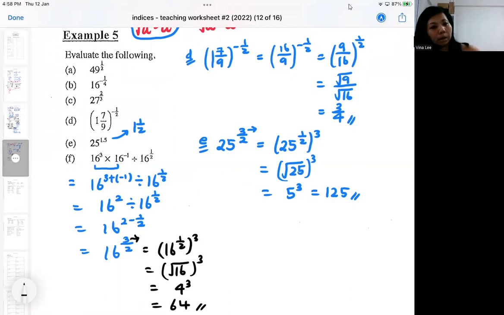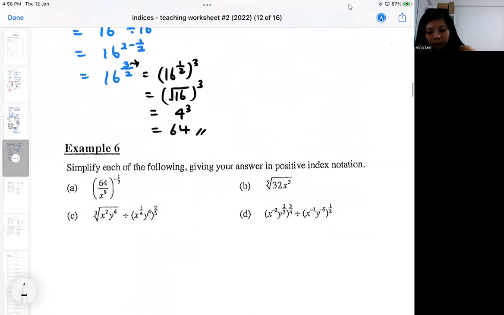So I've got same base multiplication, I've got same base division. Then I use my rule number 10 to pull out the numerator. So number 10 and number 9 and number 10, somehow they are linked. Okay, so let's look at a more complex one.